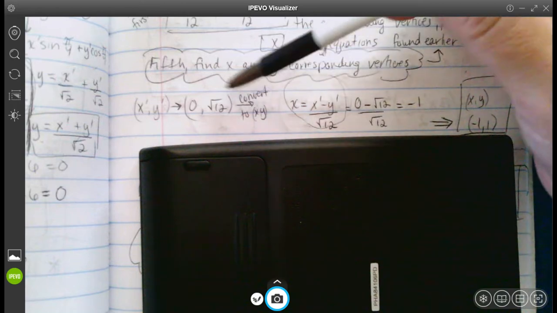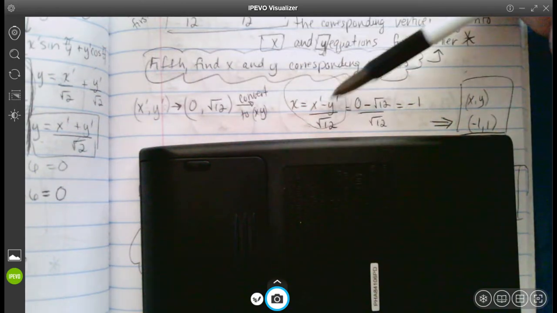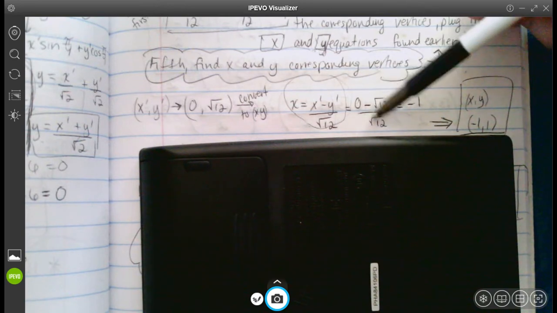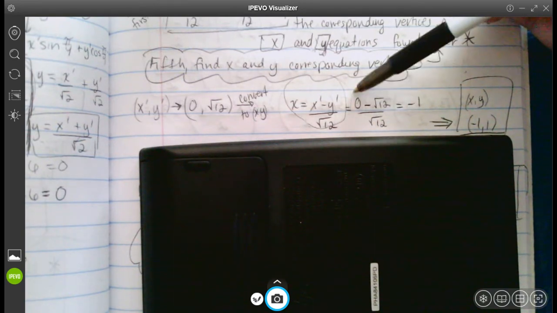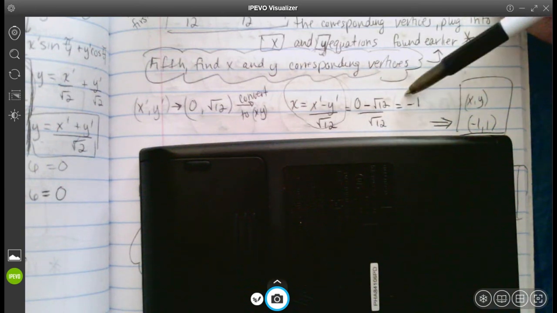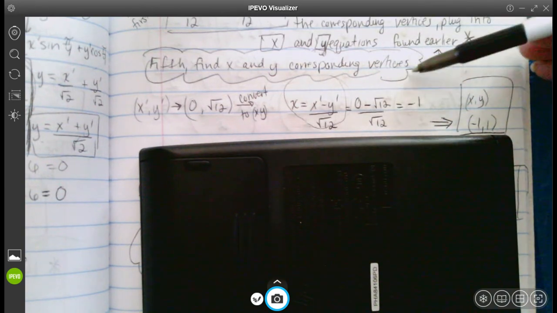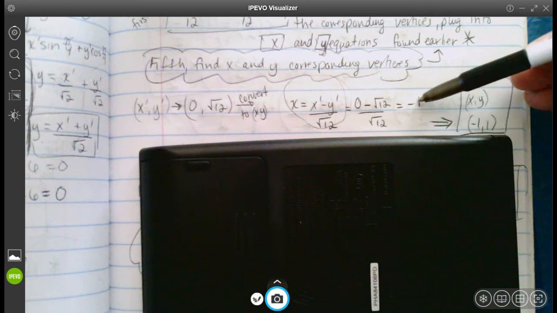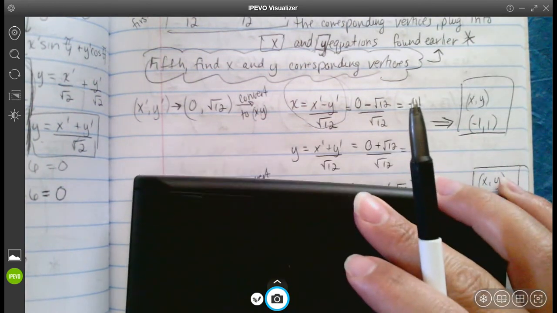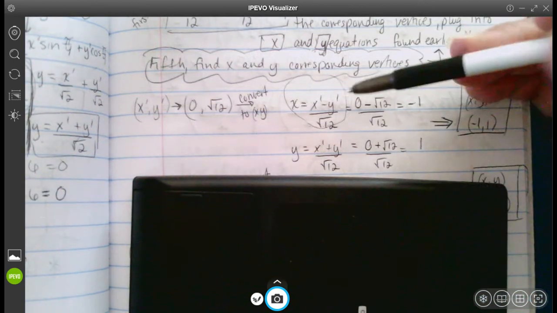So x prime is 0, so 0. Y prime is square root of 12 minus square root of 12 over square root of 12. If we simplify this, the 0 goes away. Negative divided by a positive is negative 1, since they're the same thing. So in my xy plane, we have a negative 1, okay? And then for the y value, you do the same thing, but now we're adding.